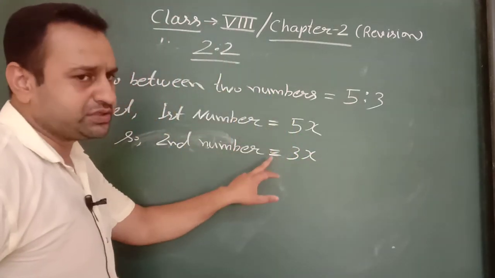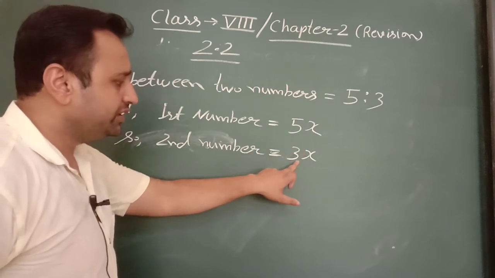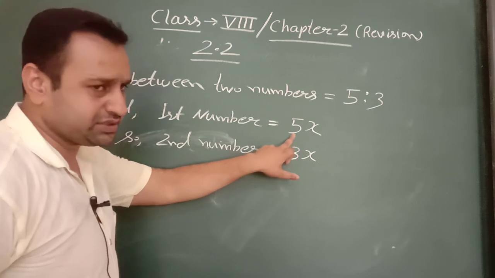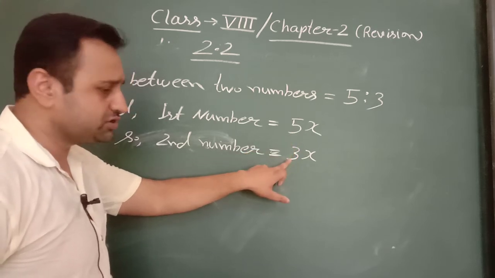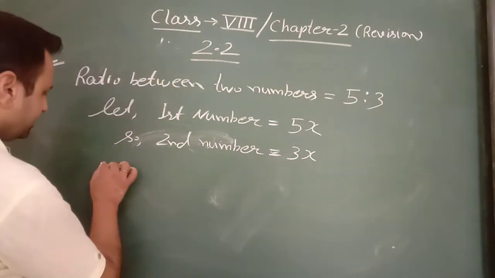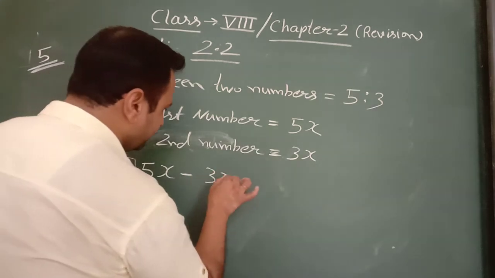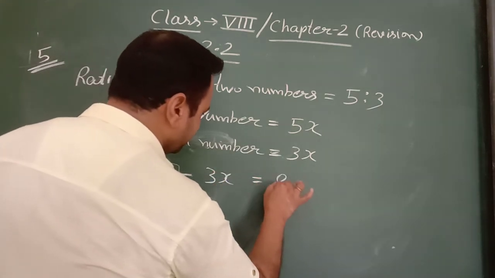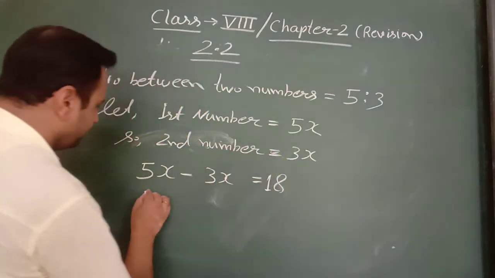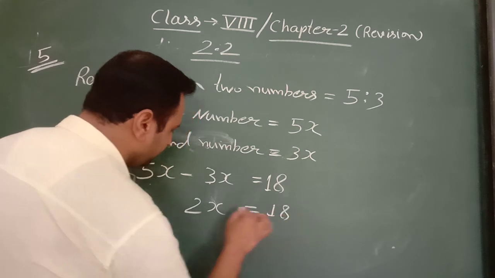Remember, sign of is equal to is just below the sign of is equal to. It's a first number, it's a second number because variable is same. So obviously this number is greater and it is a smaller number. According to question, their difference is 18. So 5x minus 3x is equal to 18. 5x minus 3x, 2x is equal to 18.